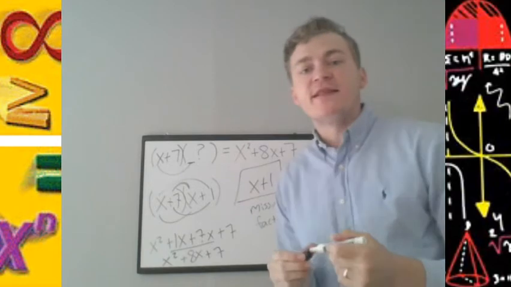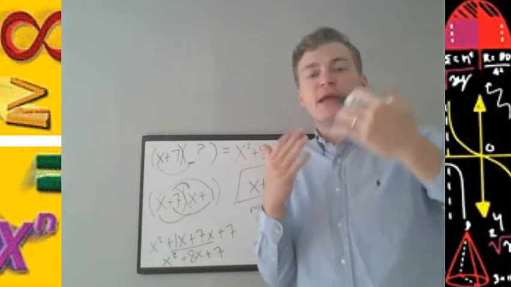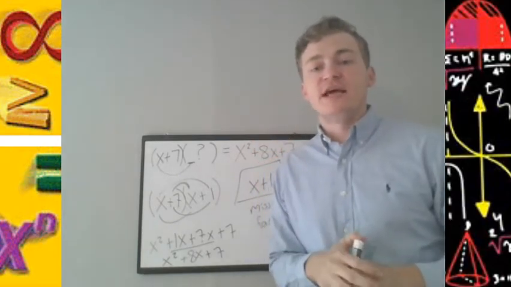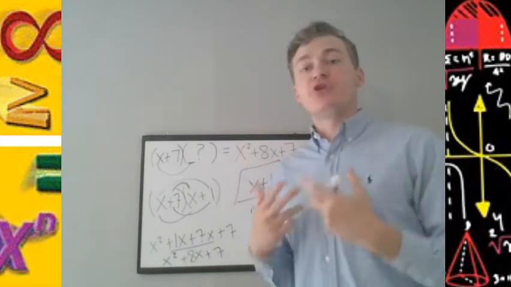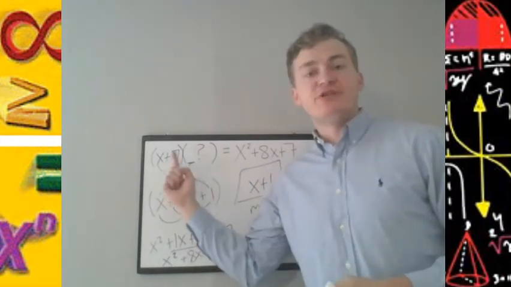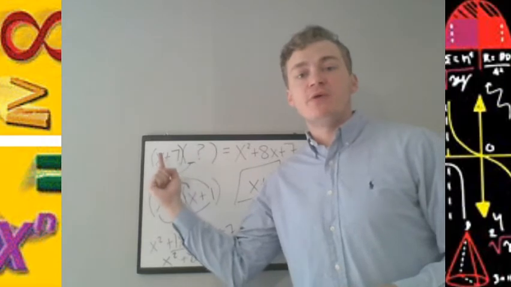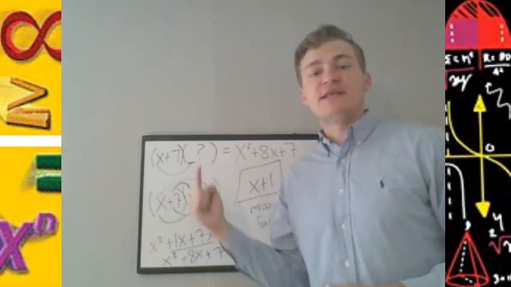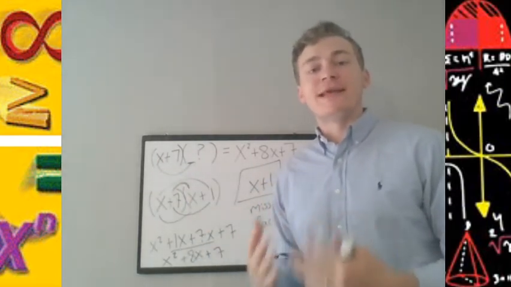We were able to find this missing factor by simply running through the steps for the FOIL method in our heads. The FOIL method is a distributive property. We distribute each term in our first polynomial to each term in the second polynomial by multiplication.